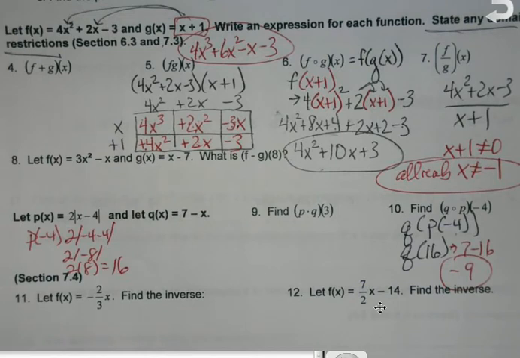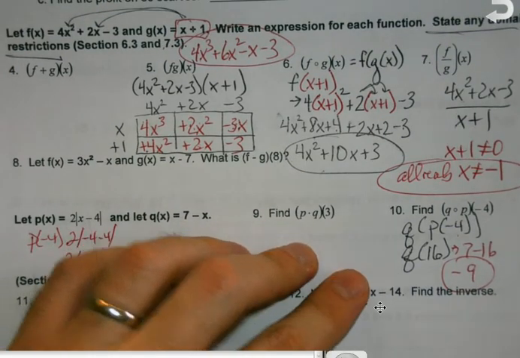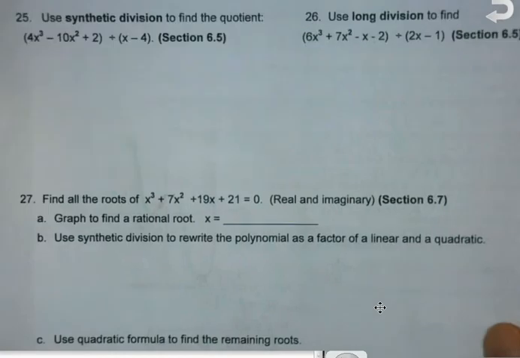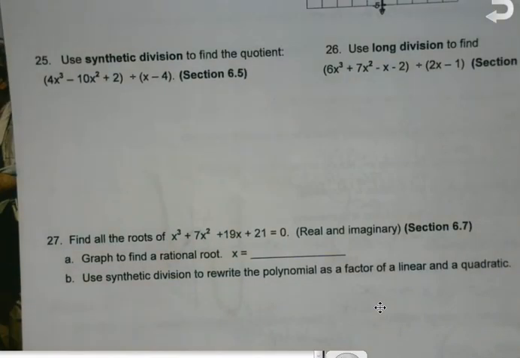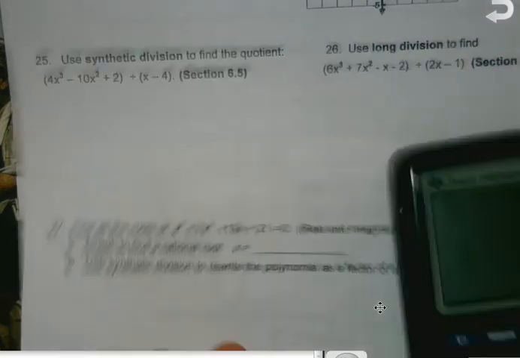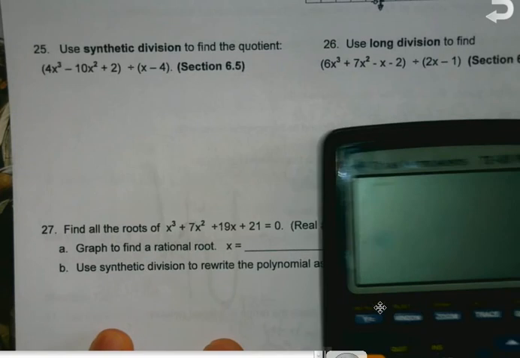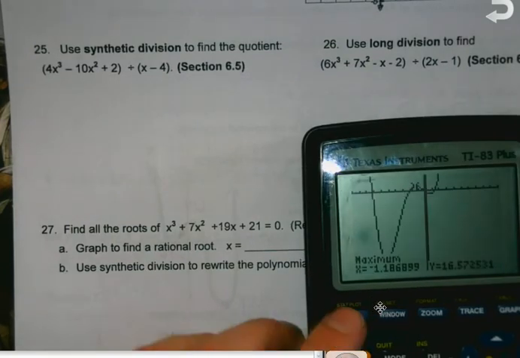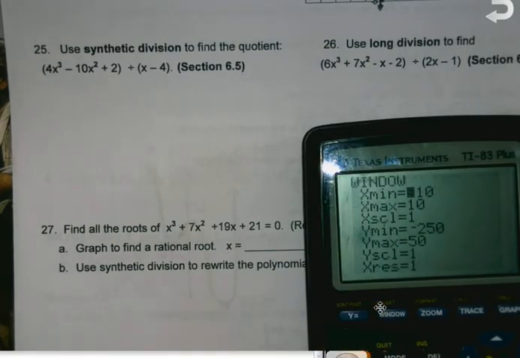Which one? 27? Okay. 27. Find the roots. Okay. Here is what we're going to do. And this was kind of like when I was talking about 40 before. To get a start on this one. Oops, let me get my window back to normal here.